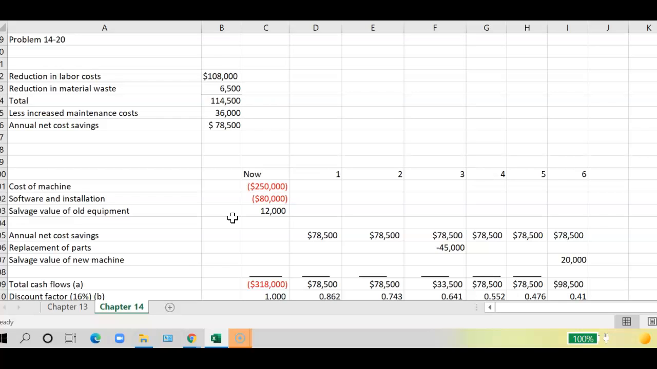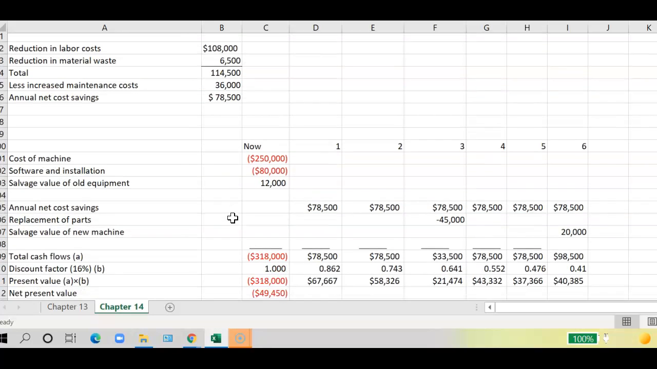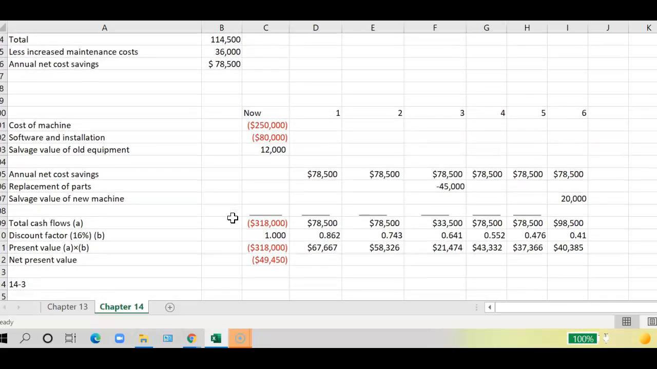So our overall cash flows are: investment now for the welding machine is $318,000, and our annual net cost savings is $78,500. So now let's look at each year. In year 1, our annual cost savings is $78,500, and we would take that $78,500 and go to the present value of a single sum, which is the first exhibit in Appendix 14B, at 16%.